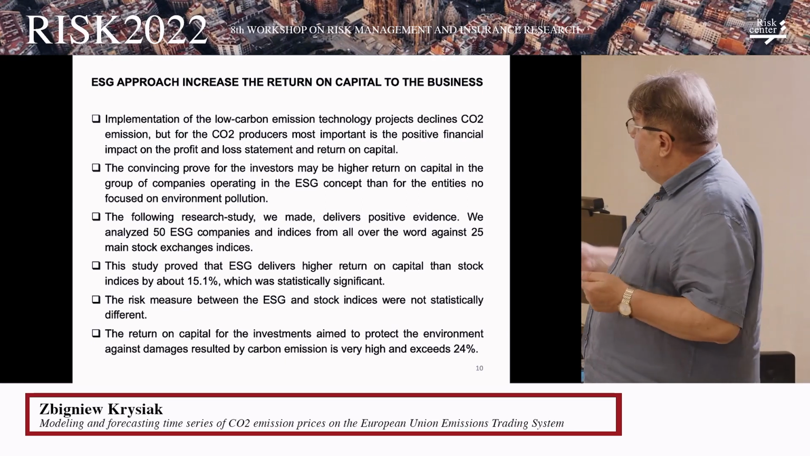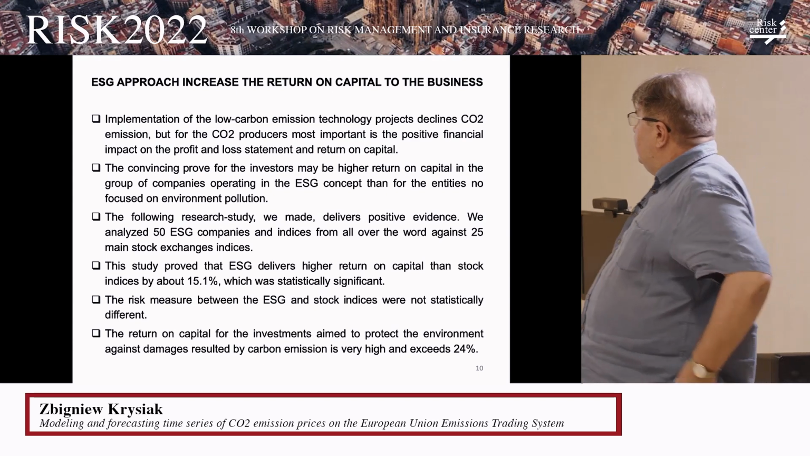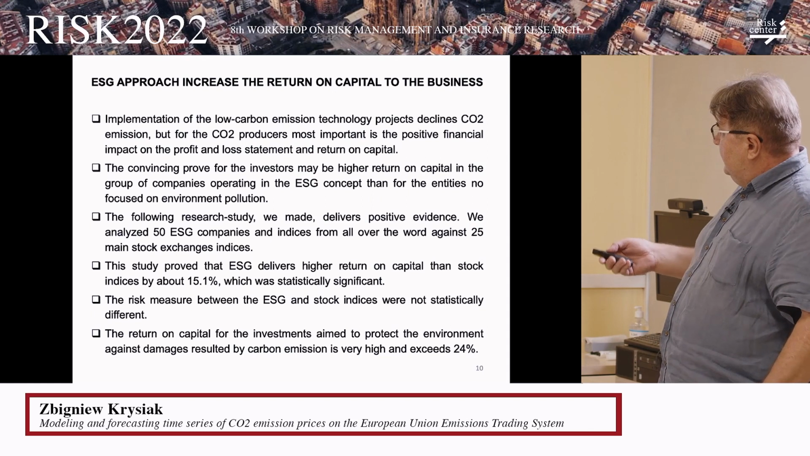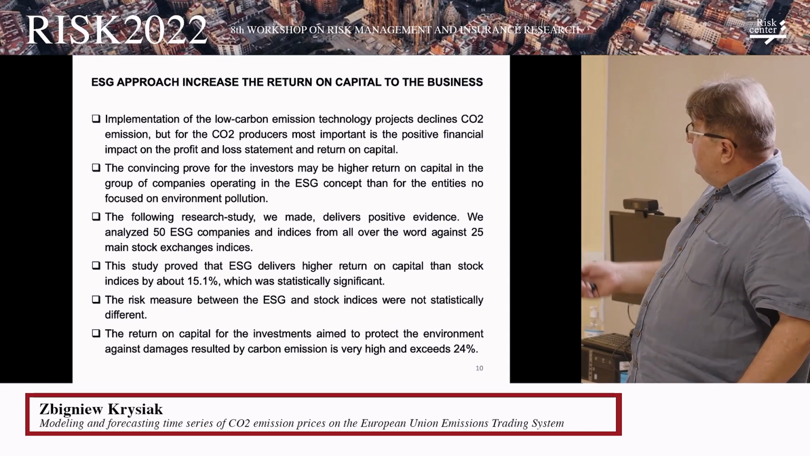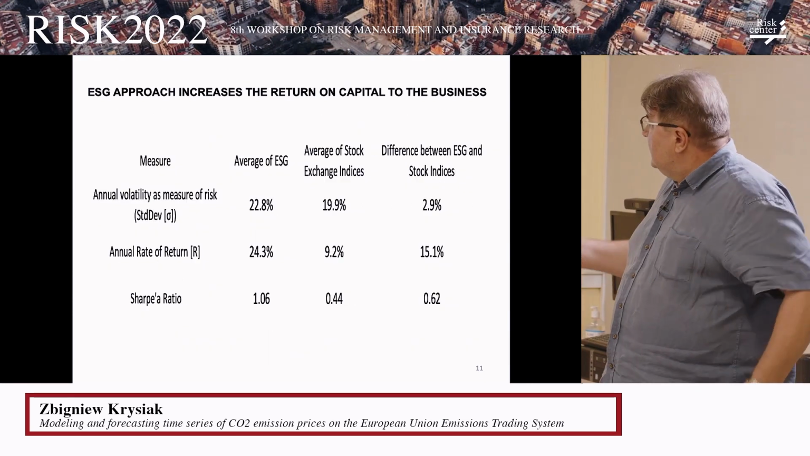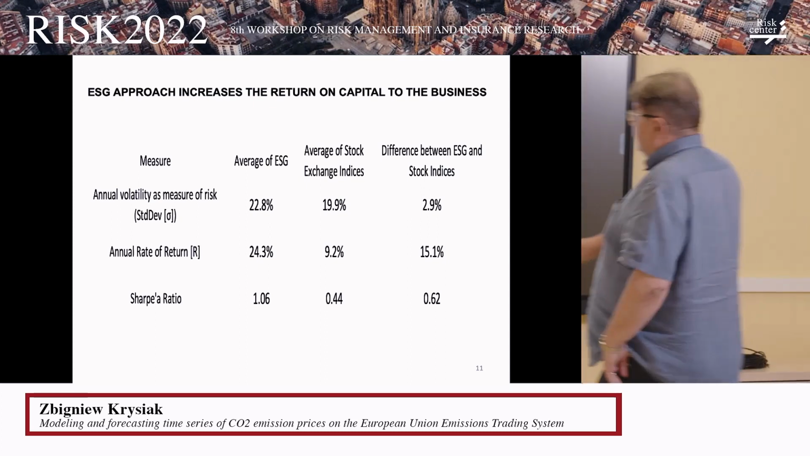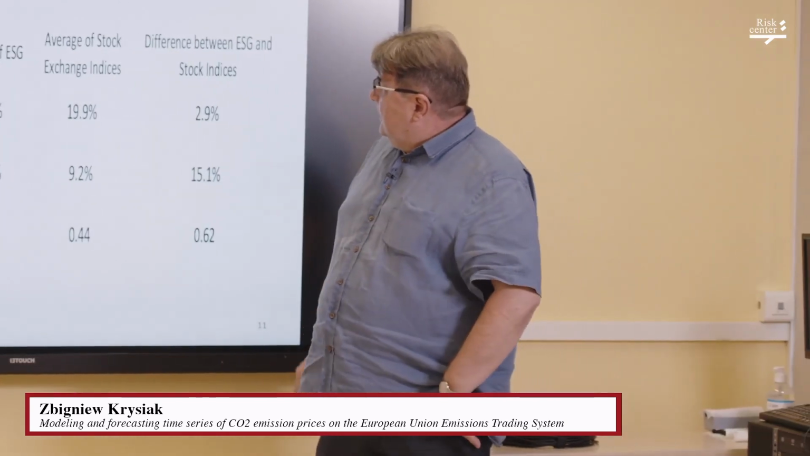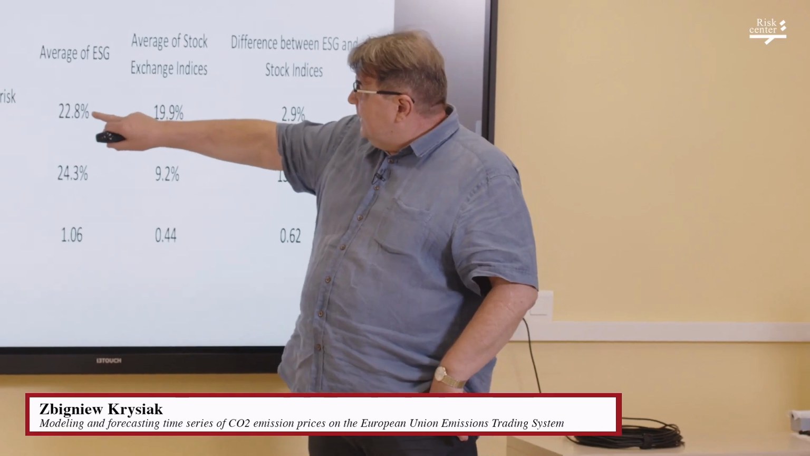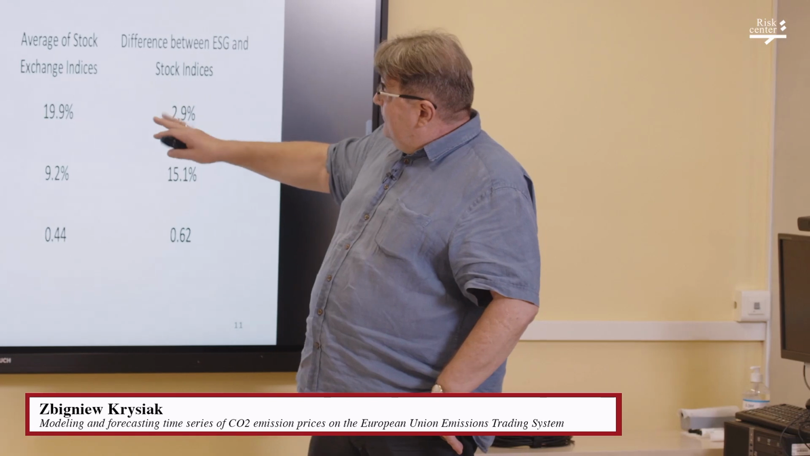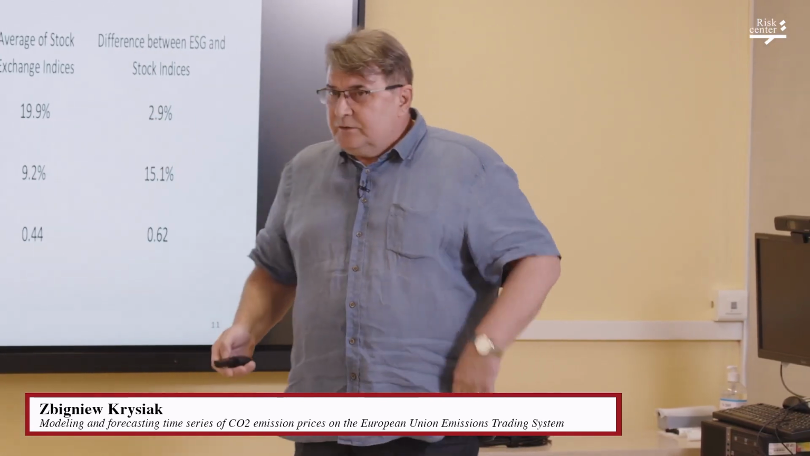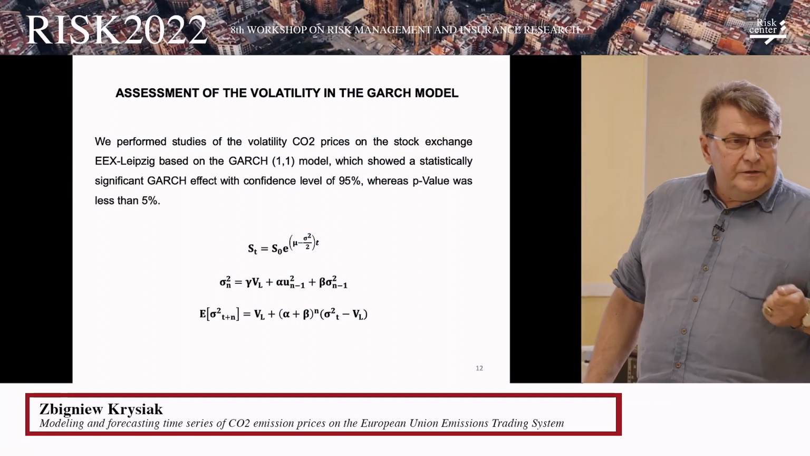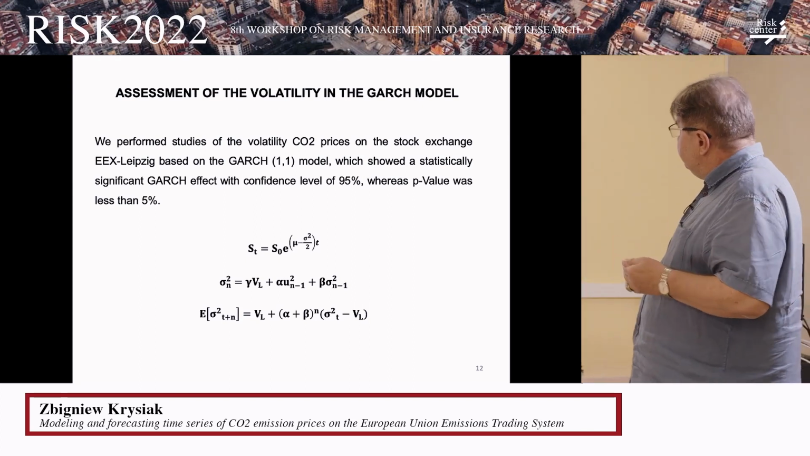for that purpose. So there is research we did for 50 ESG companies, companies which are investing in environment-type projects, and we compared them with stock indexes all over the world, right? So the results are that you have, on average, a 50% return for these ESG companies over the stock indexes. If you look into the risk, as a standard deviation, there is not a statistically significant difference, right? So this is a kind of evidence which says yes, these investment projects in the environment, which are related as well to the energy sector and CO2 emission, make sense.